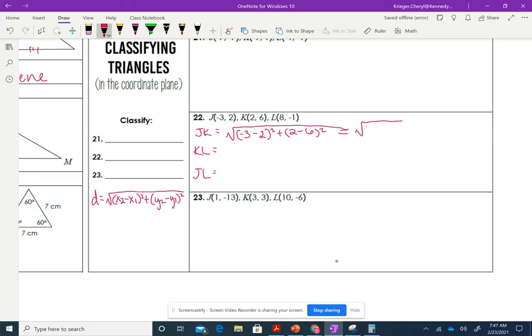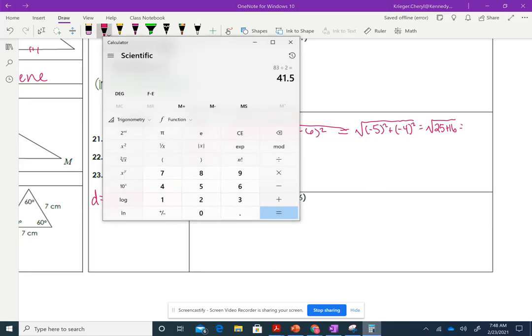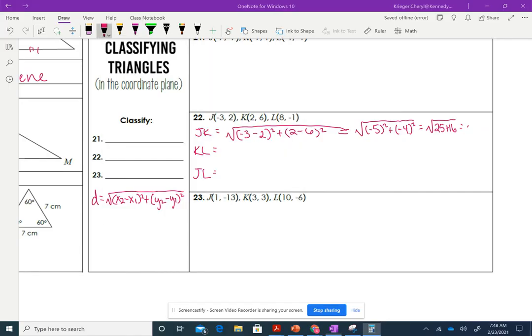So that looks like -5 squared plus -4 squared, which is 25 plus 16. Okay, and 25 plus 16 is 41. So the square root of 41. And I'll just leave it as that. There's no reason to take a decimal approximation. Either the other sides are going to be the same thing or something different.